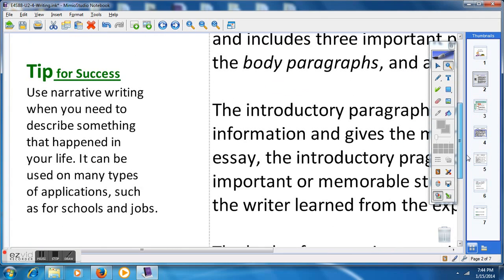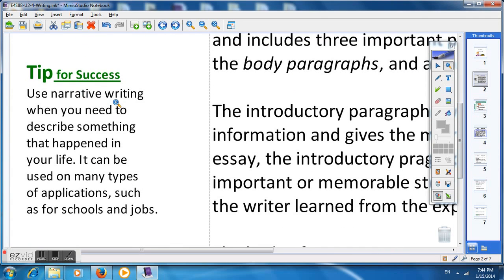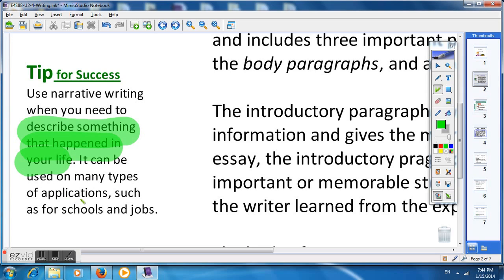Tips for success. Use narrative writing when you need to describe something that happened in your life. It can be used on many types of applications, such as for schools and jobs.